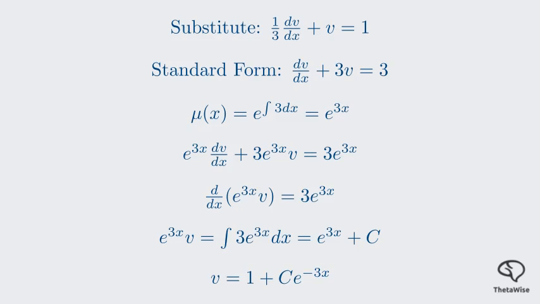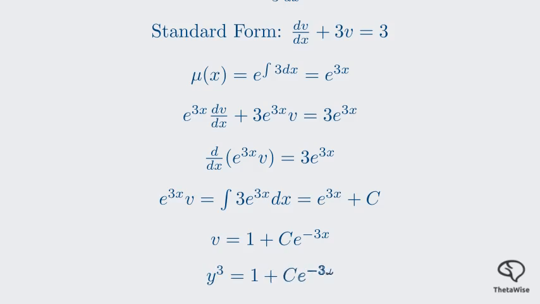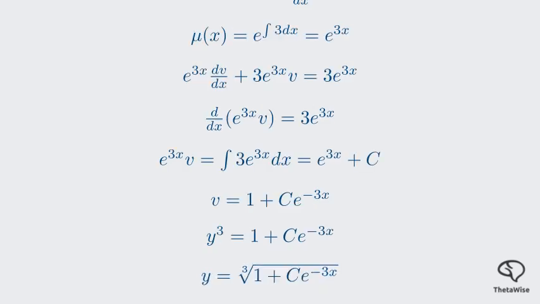Finally, we substitute back. Remember, v equals y cubed. So y cubed equals 1 plus c times e to the negative 3x. Taking the cube root of both sides, we get y equals the cube root of the quantity 1 plus c times e to the negative 3x. This example shows that the power n can be negative, and the method still works perfectly.